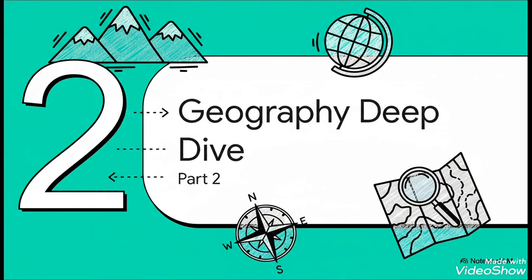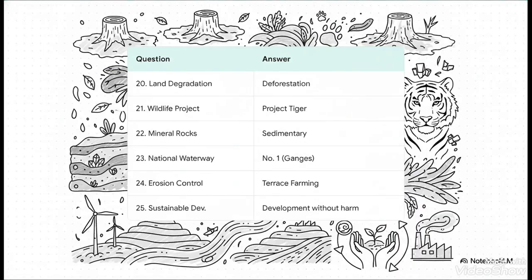Now let's switch gears and dive into the geography section, starting with those quick answer questions. All right, let's tackle these geography questions. A major cause of land degradation? Things like deforestation or overgrazing. India's most well-known wildlife project is, of course, Project Tiger. Minerals are usually found in sedimentary rocks. National Waterway number 1 is on the Ganges River.